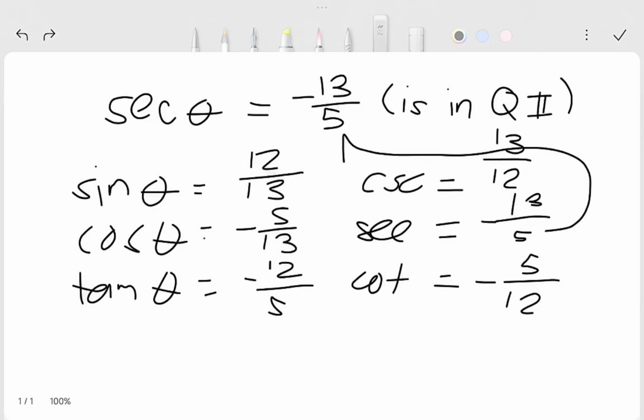Using the reciprocal identity, the Pythagorean identity, and the quadrant sign, we are able to complete all 6 trigonometric functions correctly. So now let's move on to the next part of the discussion.